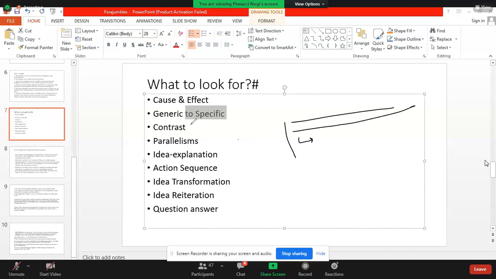Contrast. For example, I say, on one hand is this, on the other hand is this. On one hand, on the other hand, should come together. We are contrasting, right?